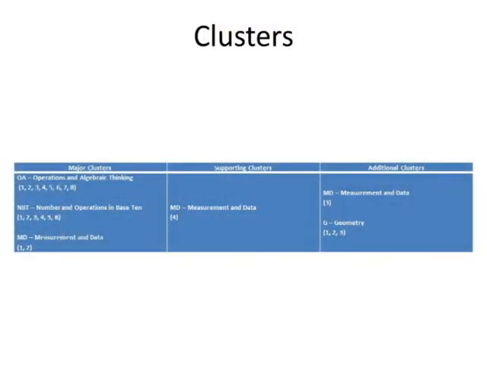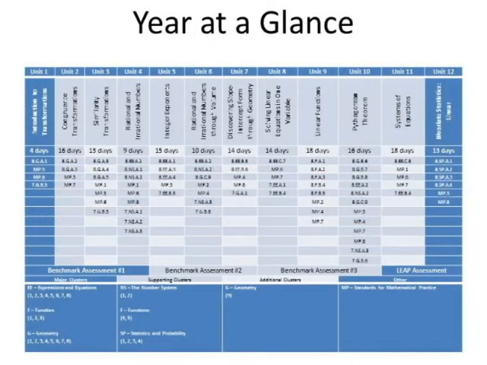Finally, you will see the clusters. As we have already discussed, the green stands for the major clusters, the blue the supporting clusters, and the yellow the additional clusters. One other column that you'll find there is the standards for mathematical practices, and also the potential gaps in students' prerequisite knowledge. All of this is on the year at a glance. So, the first document that any teacher should look at for the 2013-14 school year would be the year at a glance, to just get an overall view as to what will be covered for that particular year.